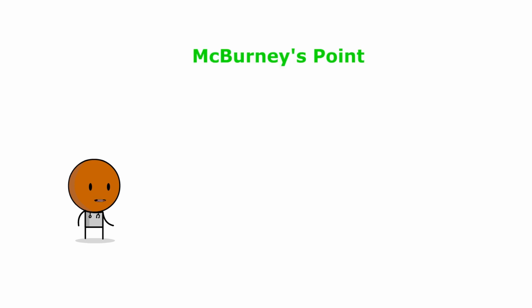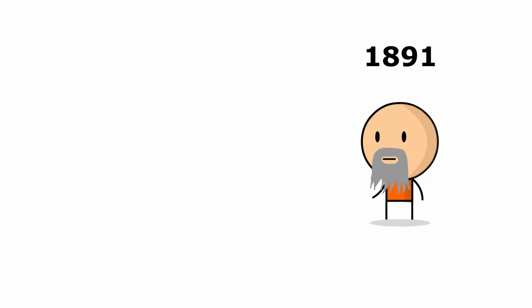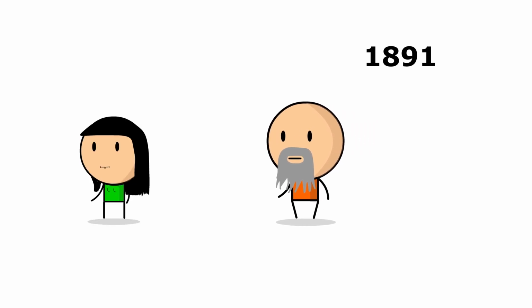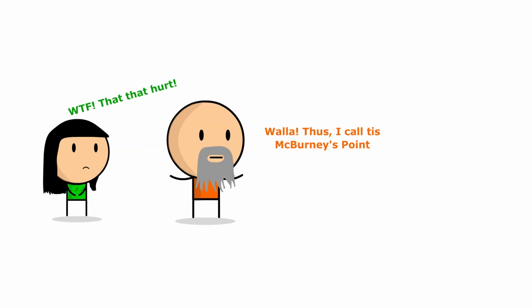McBurney's point is named after Charles McBurney, who published a treatise on appendicitis in 1891, in which he described the exact point on the abdomen at which tenderness was maximal in cases of acute appendicitis. And this point today is now called McBurney's point.